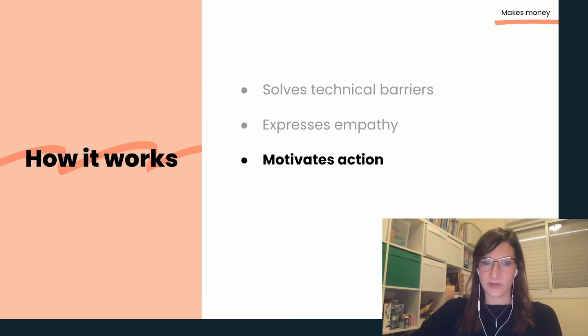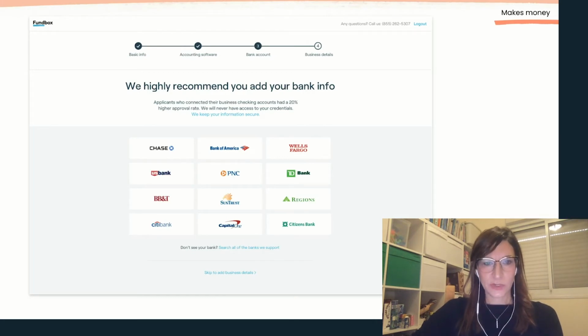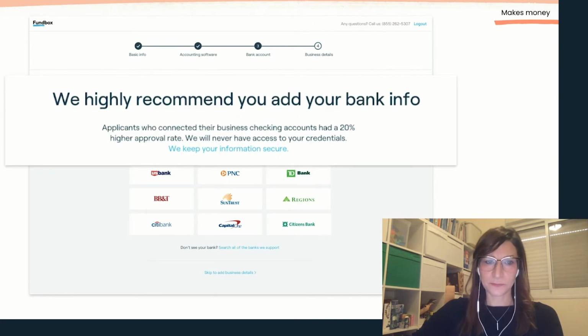Microcopy can also make your company money by motivating action. So this is a screen on one of our onboarding flows. You're in the application process, and we would like you to connect some transactional information from your business checking account, but you don't have to. I don't want to get into the details, but in addition to having users draw and repay funds, collecting this kind of data is important for reaching our business goals. So how could we motivate them to connect a step that was optional?